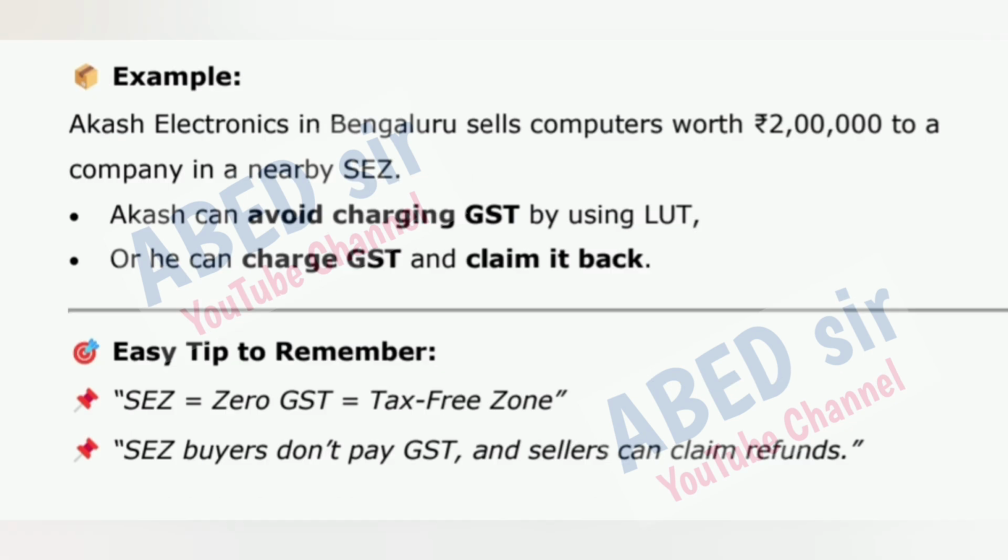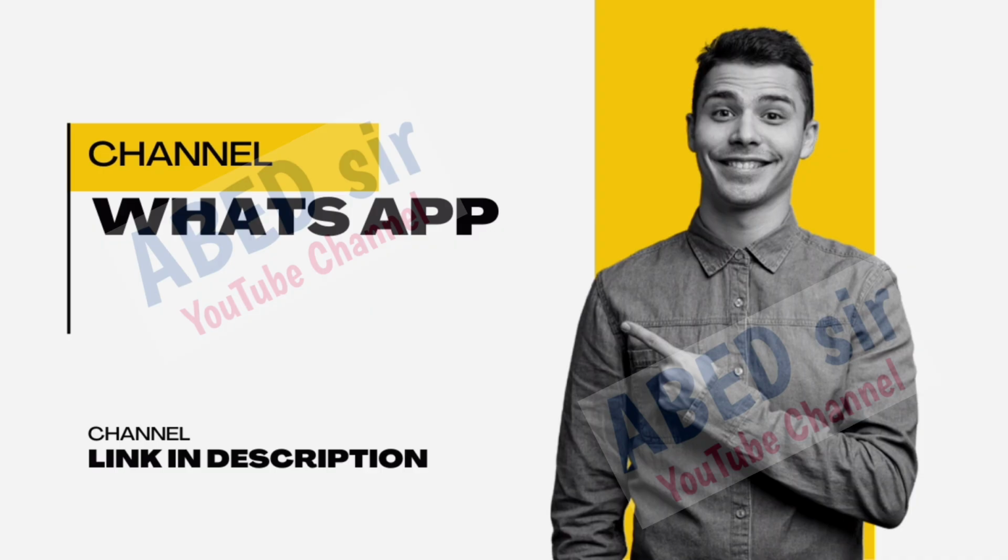Example: Akash Electronics in Bengaluru sells computers worth 2 lakh rupees to a company in a nearby SEZ. Akash can avoid charging GST by using LUT, or he can charge GST and claim it back. Easy tip to remember: SEZ = 0 GST = tax-free zone. SEZ buyers don't pay GST, and sellers can claim refunds. Next important short question is: 3.